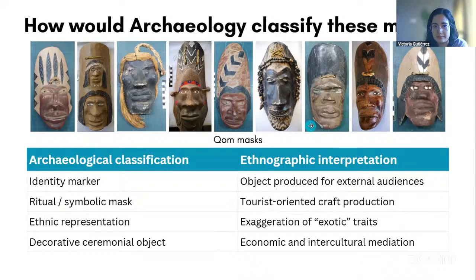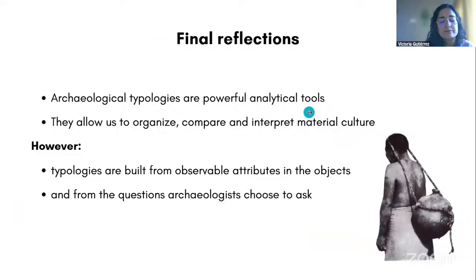So to sum up, as we mentioned before, archaeological typologies are extremely valuable analytical tools. They allow us to organize, compare, and interpret material culture. But typologies are built from observable attributes and from the questions archaeologists choose to ask. So different classificatory systems may emphasize different aspects of the very same object, like we have just seen with the masks.